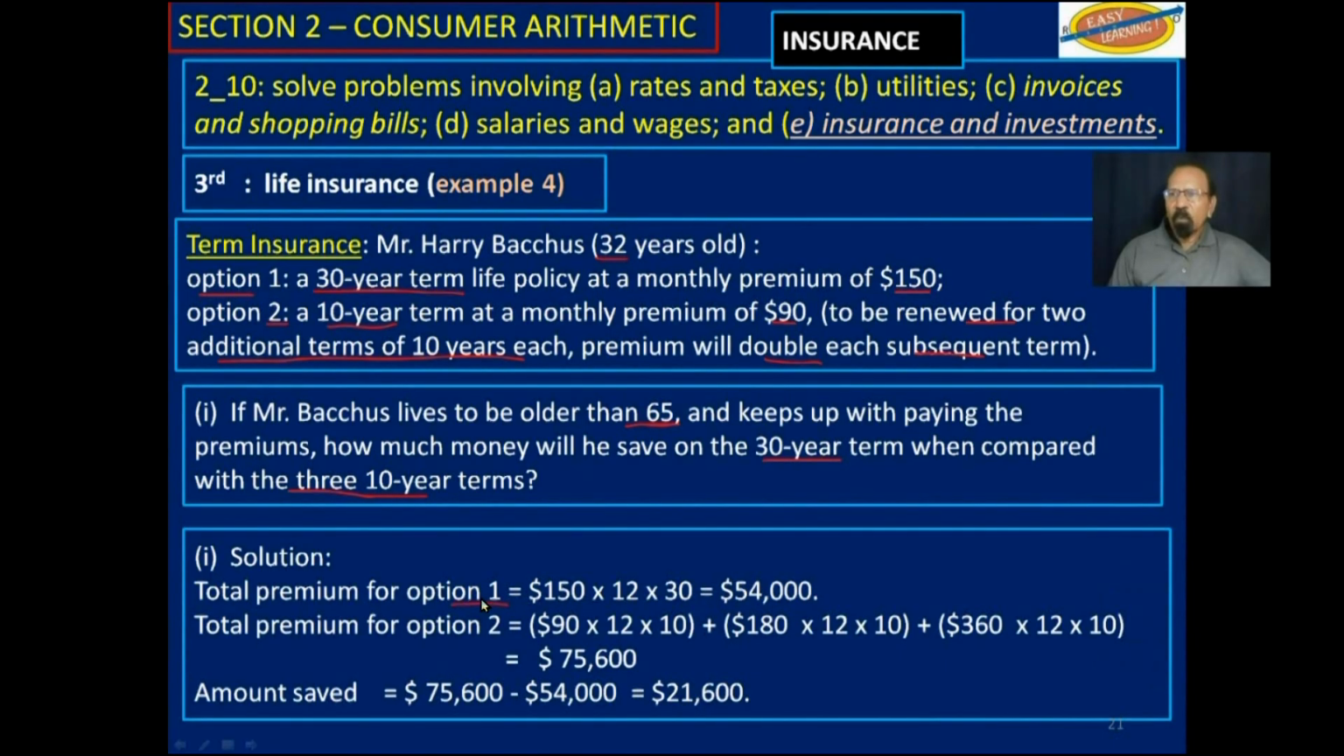For option 1, 150 times 12 times 30, he would have paid $54,000. Now remember, this is term, so none of that is savings. For option 2, first 10-year plus second 10-year at 180 premium plus third 10-year at 360, and in that case it would be $75,600. So his plan would be that, our plan will be this one. If he lived out the 30 years, he would have saved $21,600. That is, if he lives out the 30 years.